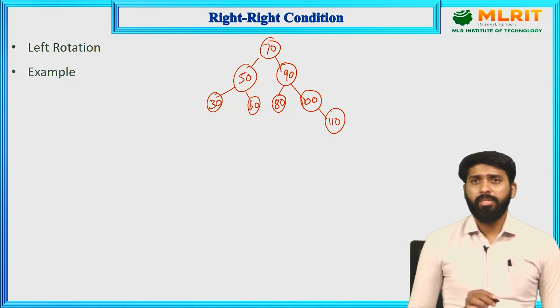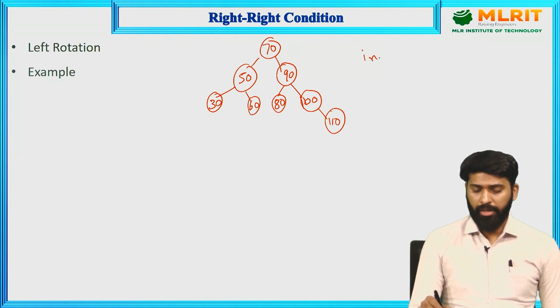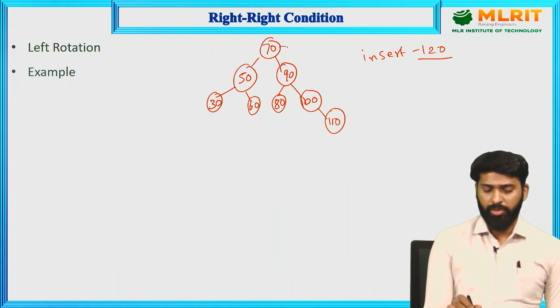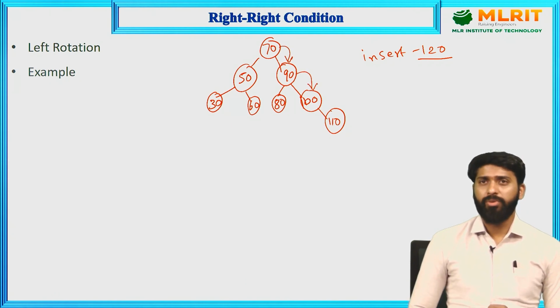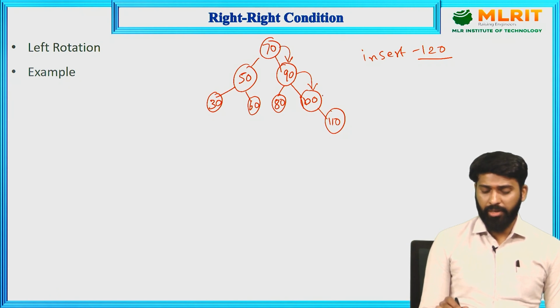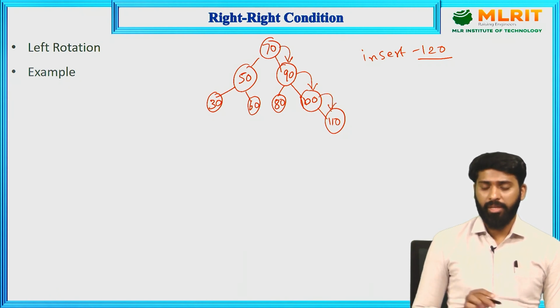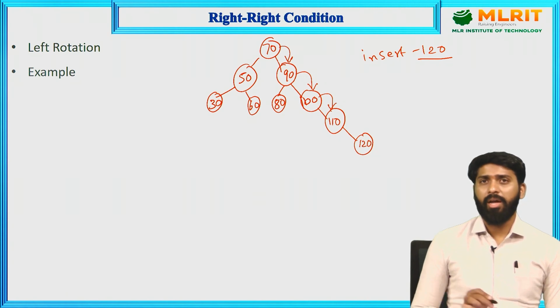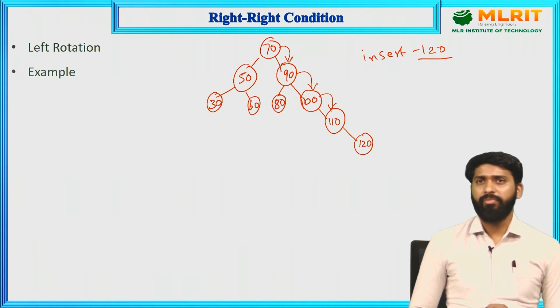Okay, so consider this AVL tree and insert 120. So what is the algorithm? 120 is greater than 70, so traverse to the right side. 120 is greater than 90, so traverse to the right side. 120 is greater than 100, so traverse to the right side. 120 is greater than 110 and 110's right is null, so I insert 120 as a right child of 110 here.